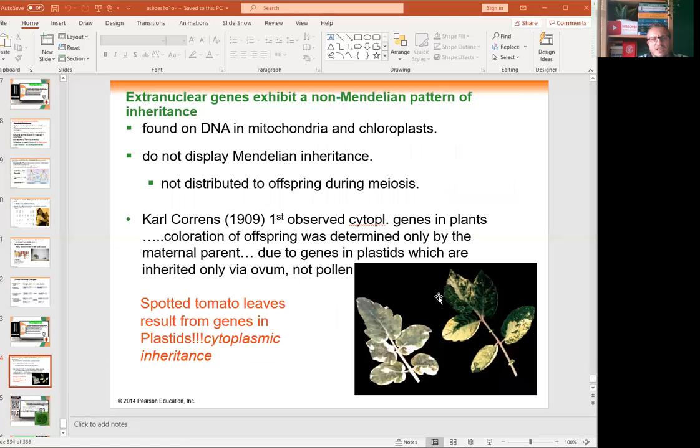Very lastly, there are genes called extranuclear, which are also non-Mendelian. They are found in mitochondria or chloroplasts, and they don't follow Mendelian inheritance. As you see here, spotted tomato leaves result from genes in plastids. This is cytoplasmic inheritance, not regular Mendelian genetics.